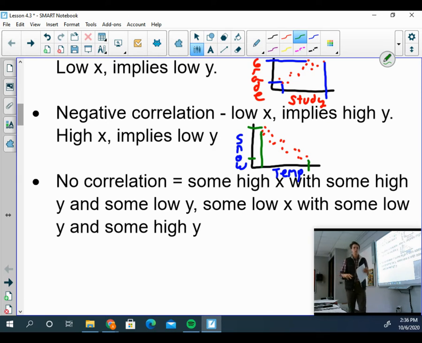Another example you could think of, the amount of money I have in the bank versus the amount I spend. As one increases, the more I spend money, the amount of money in my bank will decrease. The less spending I do, the more money in the bank. There's an opposite relationship. If there's a low X, there's a high Y. If there's a high X, there will be a low Y.